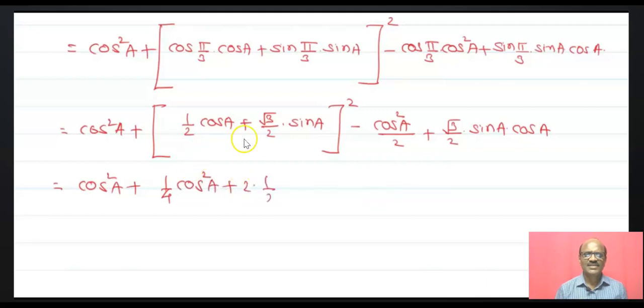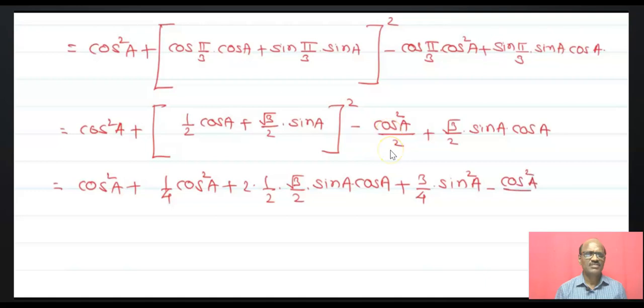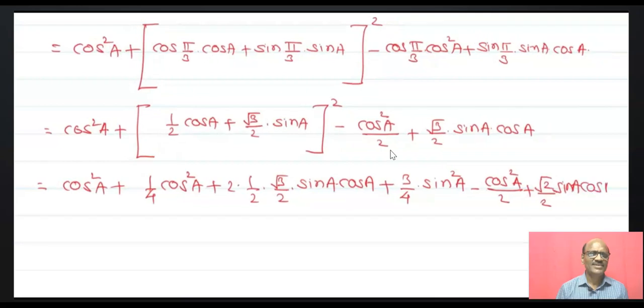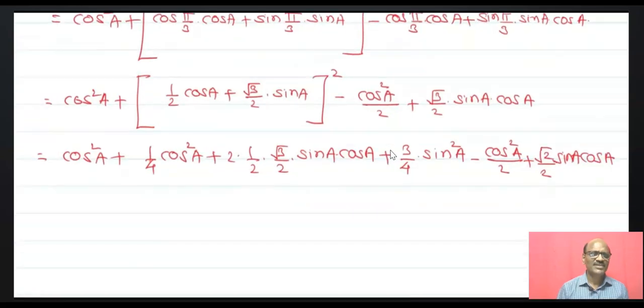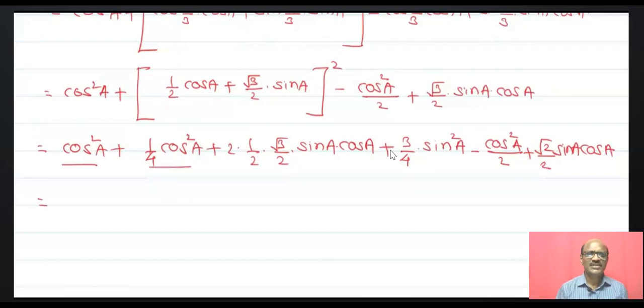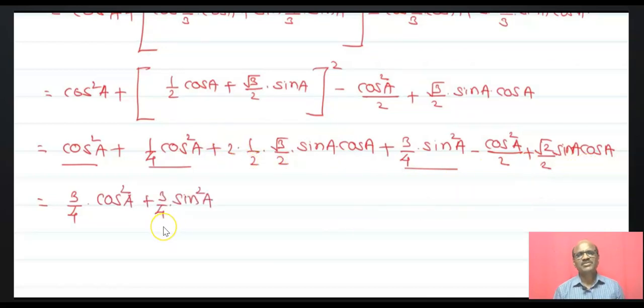That is here, A minus B bracket square, 1 by 4 cos square A plus 2 times 1 upon 2 into root 3 by 2 into sine A into cos A plus the square of this, that is 3 by 4 sine square A, minus cos square A by 2, and again I had written root 3 by 2 into sine A into cos A. Now I will change here, this will be the plus and here is a minus, and those two terms will get cancelled here.